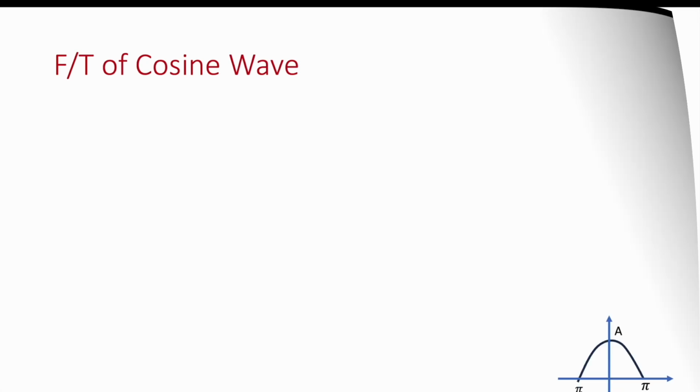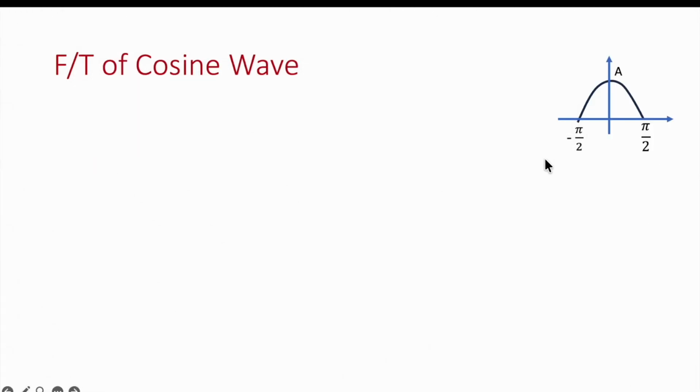In this video we will discuss how we can calculate the Fourier transform of a cosine wave. Let's suppose a cosine wave is given, having this half portion of the wave which varies from minus pi by 2 to pi by 2 with an amplitude A.